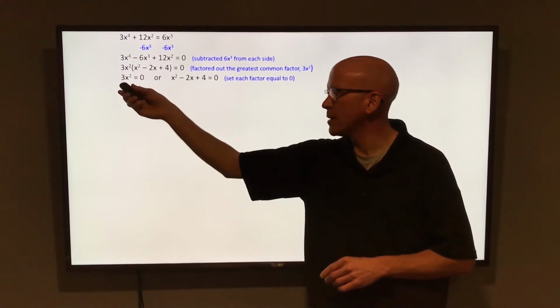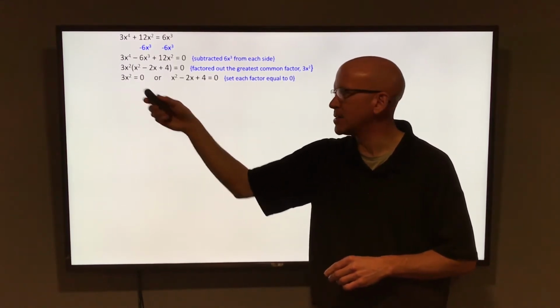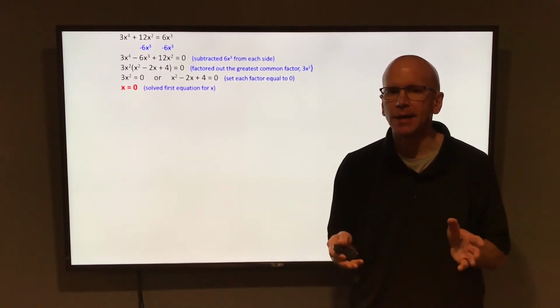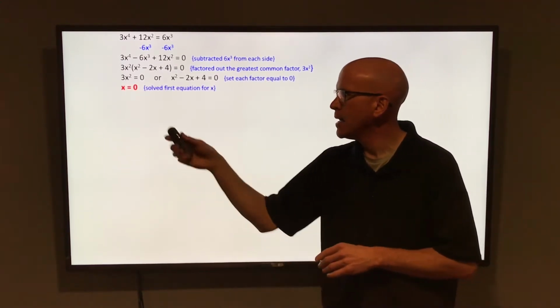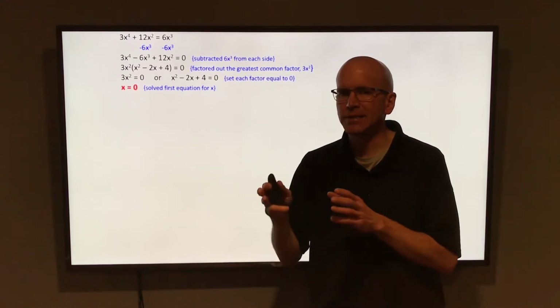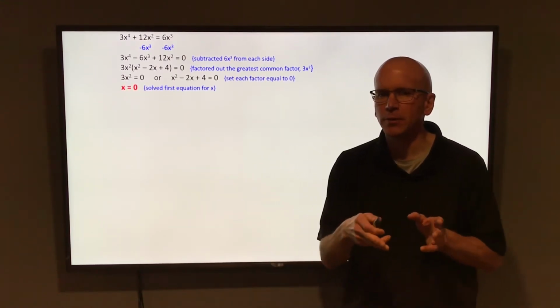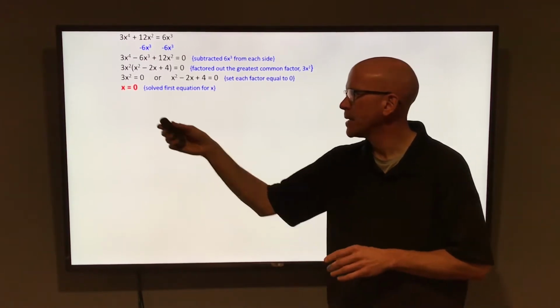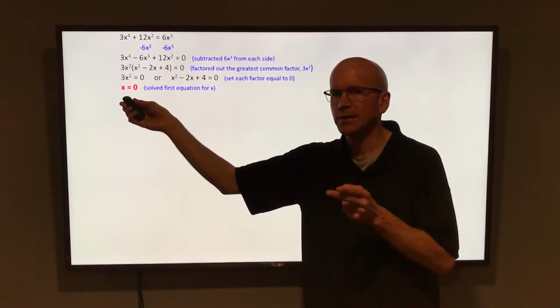If 3x squared equals 0, you can solve that for x. Divide each side by 3, get x squared equals 0, and then take the square root of each side, x would equal 0. And when you have x squared equals 0, that's x times x equals 0. So that means x equals 0 and x equals 0 again. So x really equals 0 twice there.